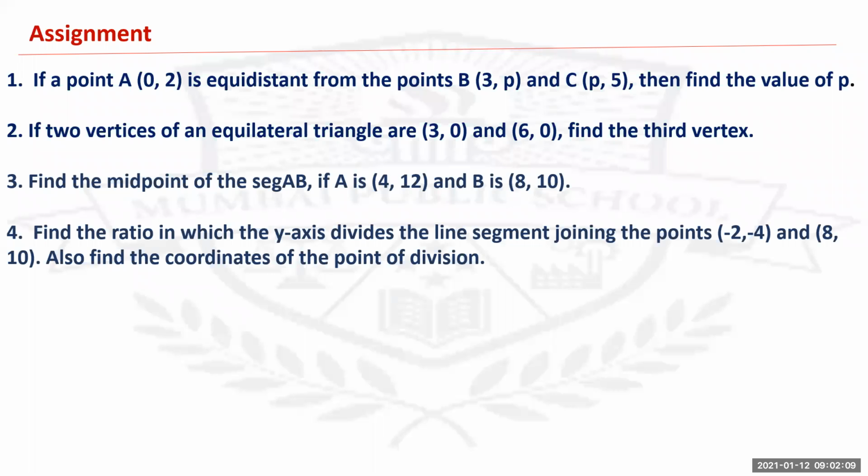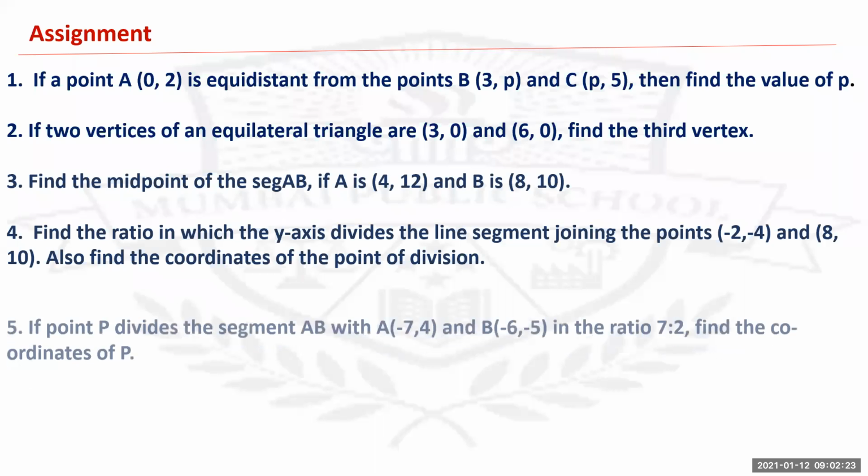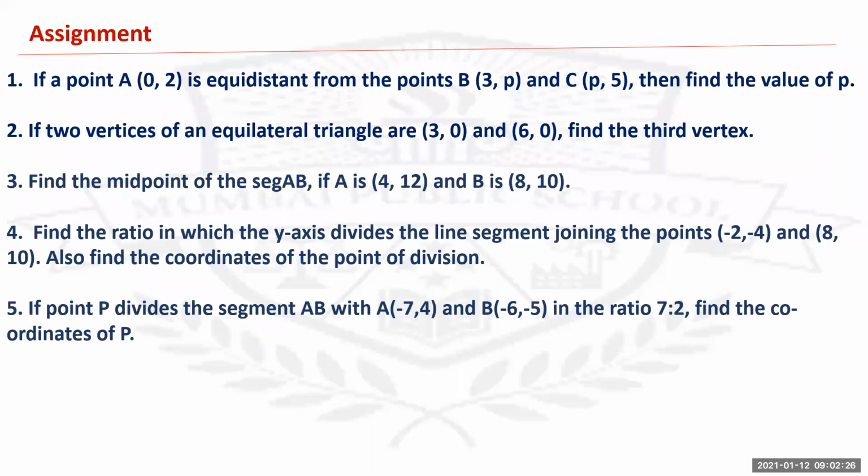Find the ratio in which the y-axis divides the line segment joining the points (-2, -4) and (8, 10). Also find the coordinates of the point of division. If point P divides the segment AB with A(-7, 4) and B(-6, -5) in the ratio 7:2, find the coordinates of P. You can remove the screenshot of this. These questions are there for your assignment.